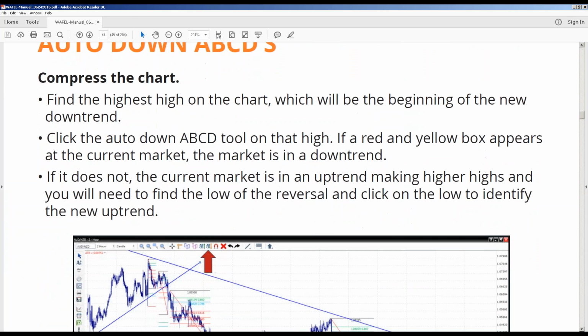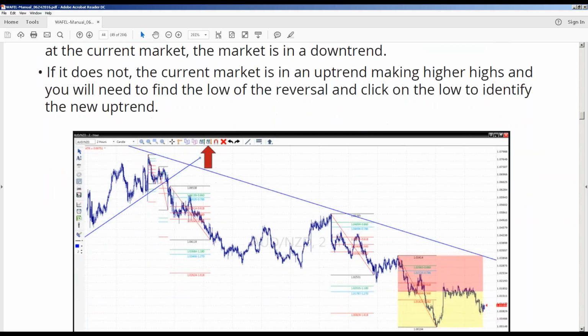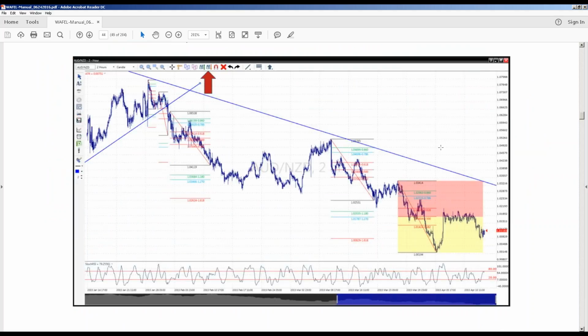Right, auto down ABCDs. Press the chart, find the highest high in the chart, which will be the beginning of the new downtrend. Click the auto down ABCD tool on that high. If a red and yellow box appears at the current market, the market is in a downtrend. If it does not, the current market is in an uptrend, making higher highs, and you will need to find the low of reversal and click on the low to identify the new uptrend.